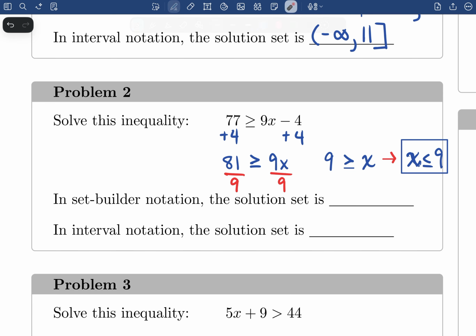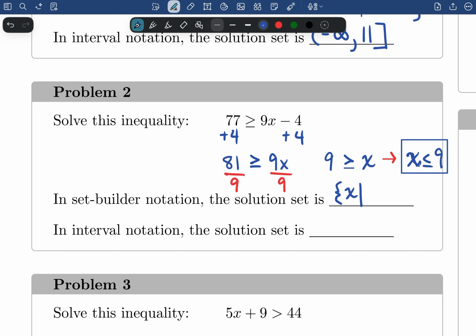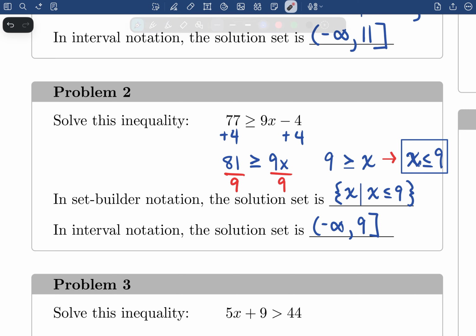Okay, now let's go ahead and write the solution in set builder notation. That would be the set of all x values such that x is less than or equal to 9, and then we close that set. There we go. In interval notation, well, if x is less than or equal to 9, that would start at negative infinity, because it could be all values from negative infinity all the way until 9, and then we close it with a bracket, because it includes 9.